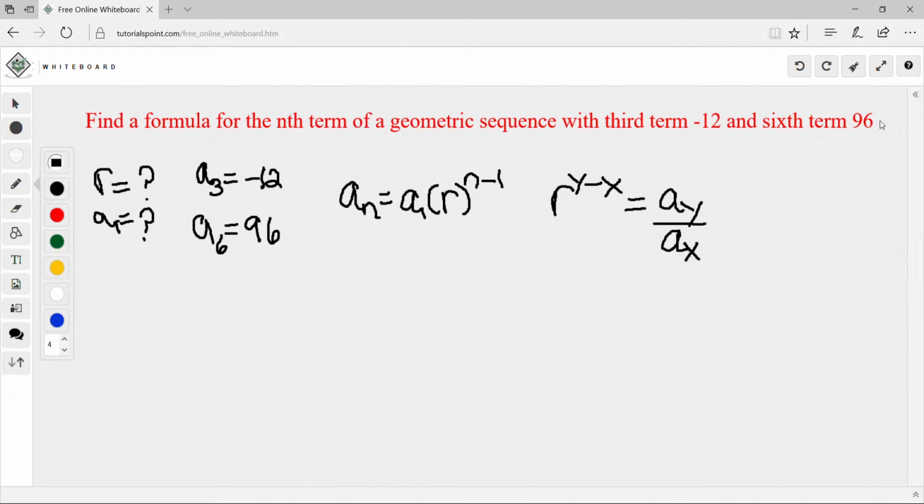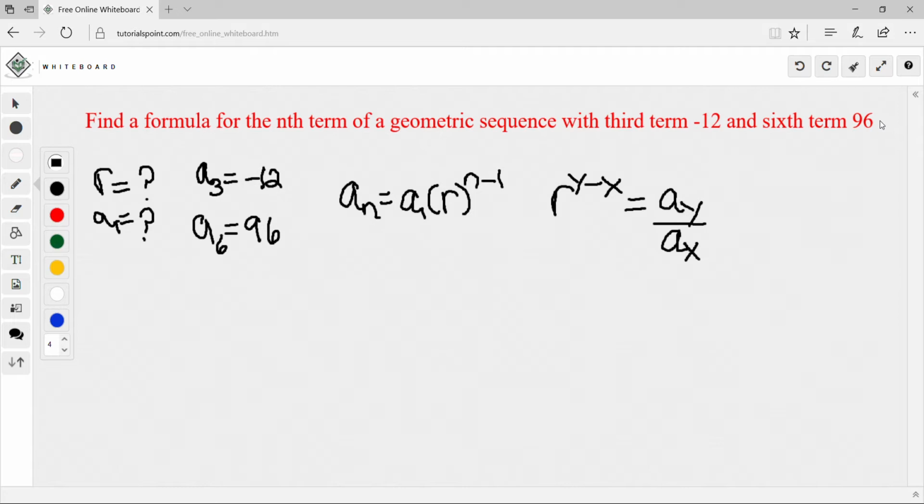Find the formula for the nth term of a geometric sequence with the third term -12 and sixth term 96. So what do we know? We know our third term is -12 and our sixth term is 96. What we don't know is our r, and we don't know our first term.